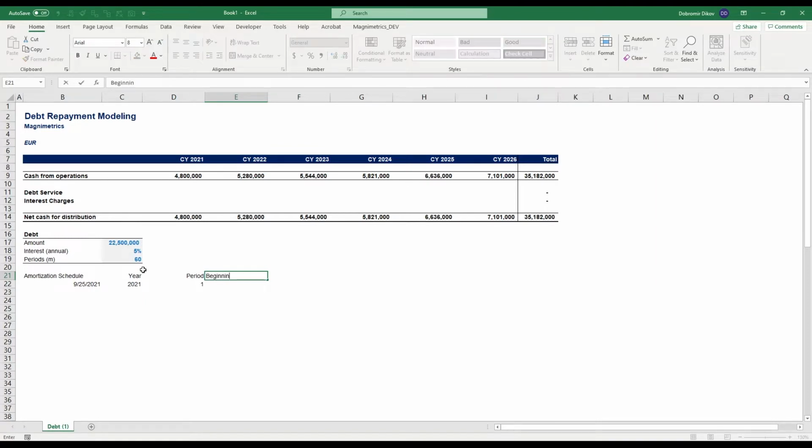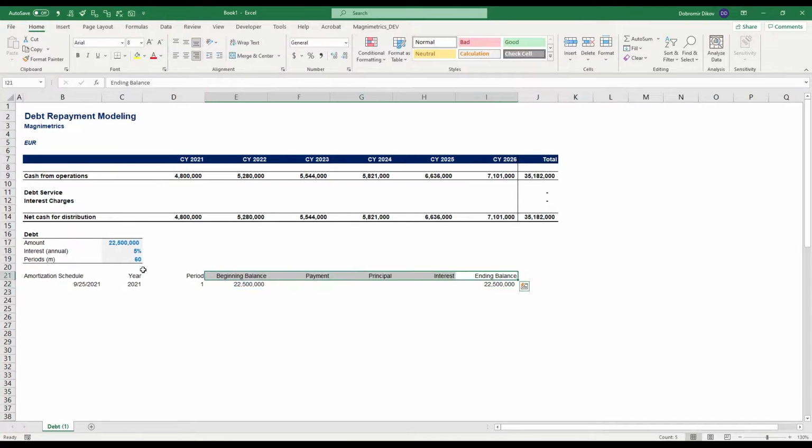And here we have the beginning balance, which is going to start from here. We then have our payment, which is the total payment that we're going to make, and then we need to break this down into principal and interest before arriving at our ending balance. And remember, for our ending balance, this is going to be our beginning balance plus only our principal, because the interest does not reduce what we owe. Okay, let's align those to the right, bold them, underline them.